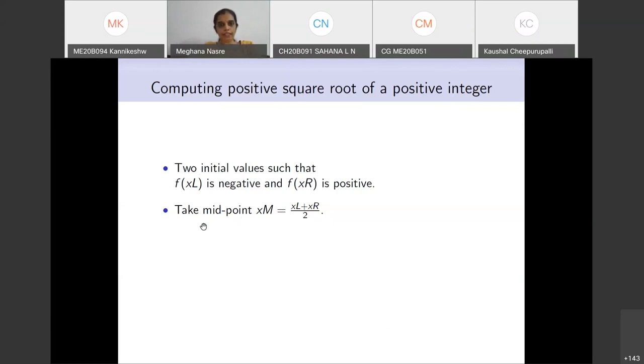So if that happens to be very, very close to 0, you just return that as your output. If not, you take the midpoint of that, which is XM, which is XL plus XR by 2. You compute the value of the function at XM and pick the two of the three values which are closest and have opposite signs for f of x. This is something that many of you have answered in the chat.